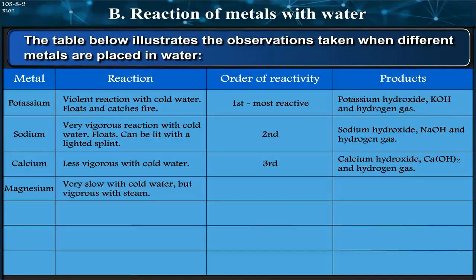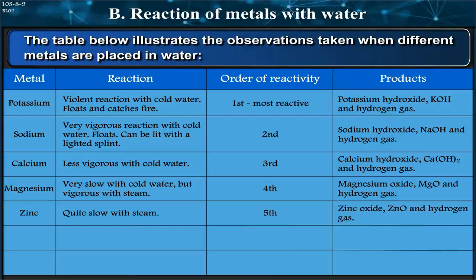Magnesium, very slow reaction with cold water but vigorous with steam. Fourth in the order of reactivity. Products: magnesium oxide, MgO, and hydrogen gas. Zinc, quite slow reaction with steam. Fifth in the order of reactivity. Zinc oxide, ZnO, and hydrogen gas are the products.